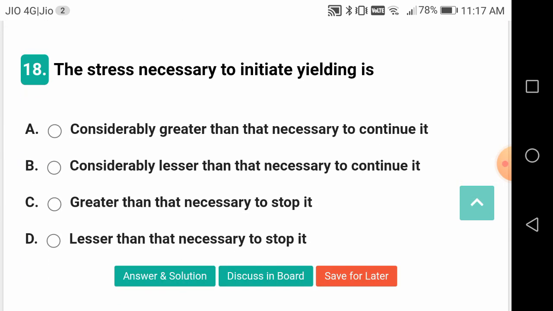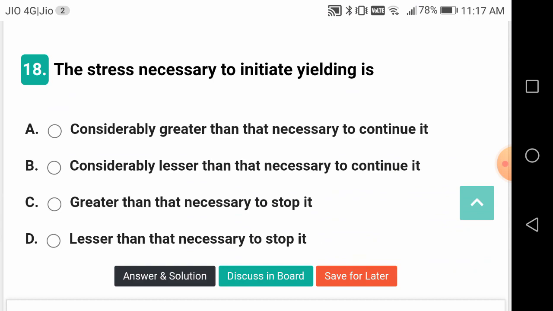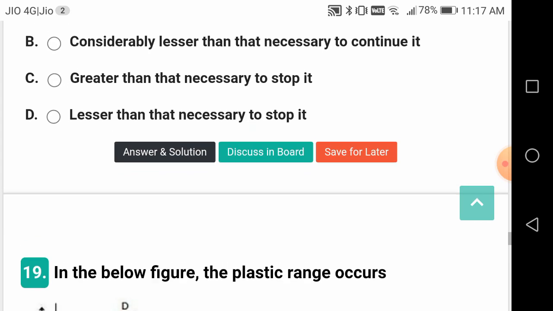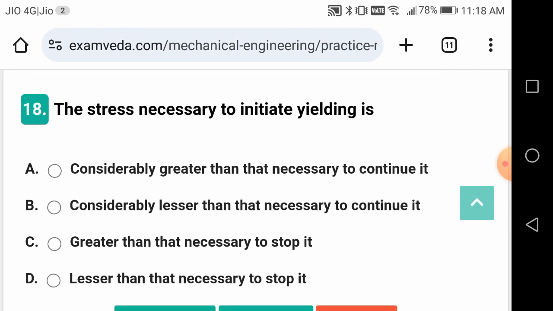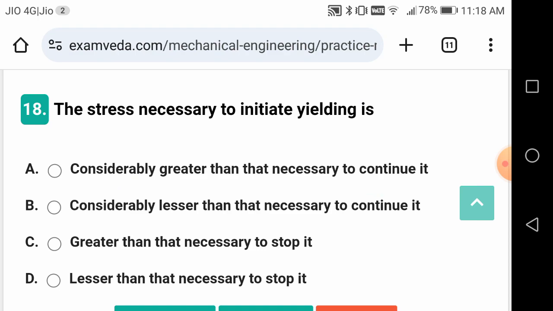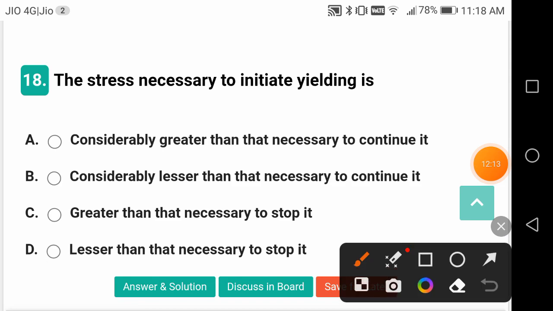The stress necessary to initiate yielding. So what is this? Let us see the answer. The stress necessary to initiate yielding is considerably greater than that necessary to continue it. Initially, to yield we need more force and more stress than to continue that particular strain. So once it comes to the yielding point, it will take a sharp dip.